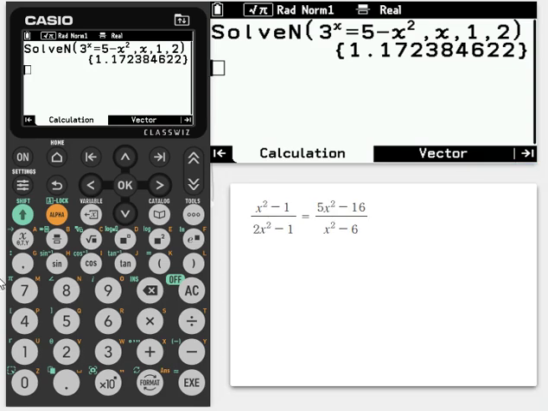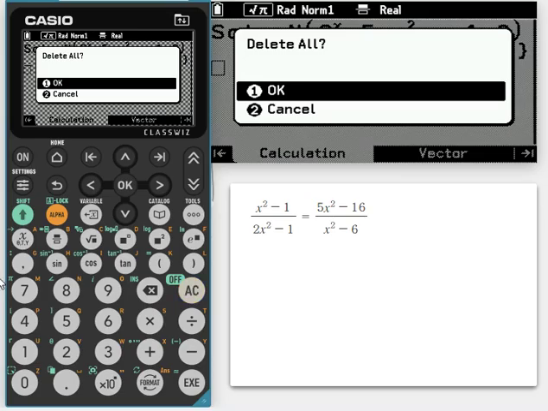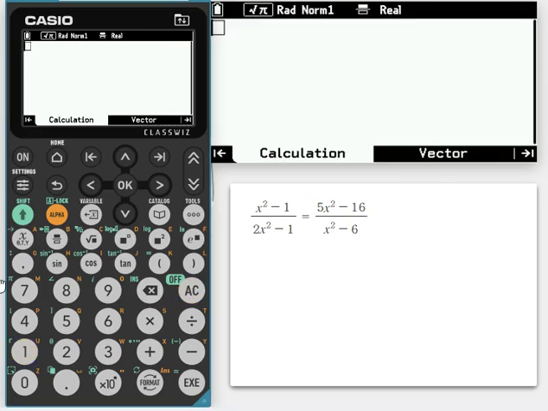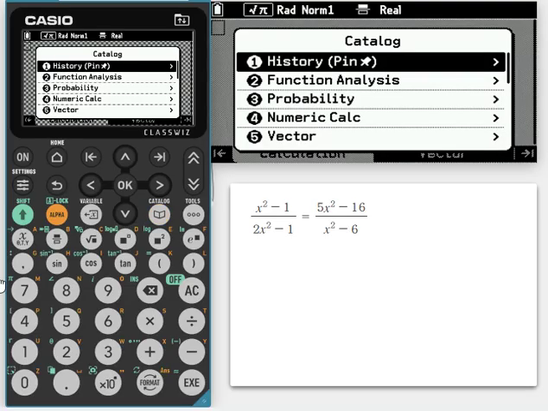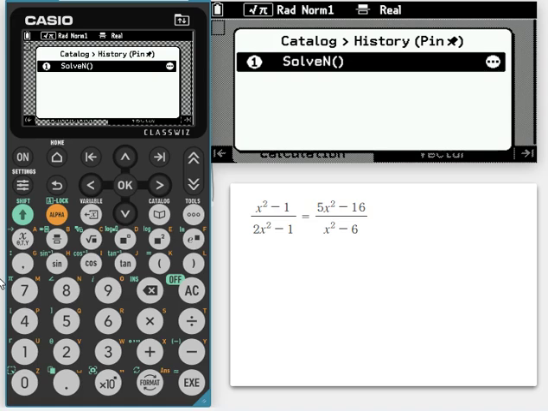Sometimes this method fails to find the answers. That's why you need to use it very carefully. Let's consider this equation. Let's clear the screen first, and let's go to SolveN. We can now go to history and we find SolveN that's here, and you can pin it if you want. So it's pinned. Now from now on you can go to the catalog history and you'll find SolveN, so you don't have to go to function analysis anymore.